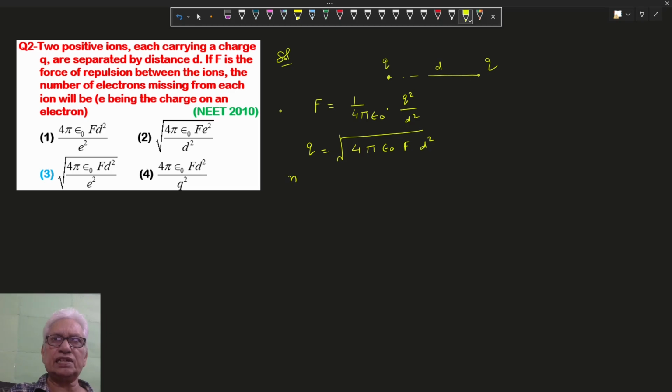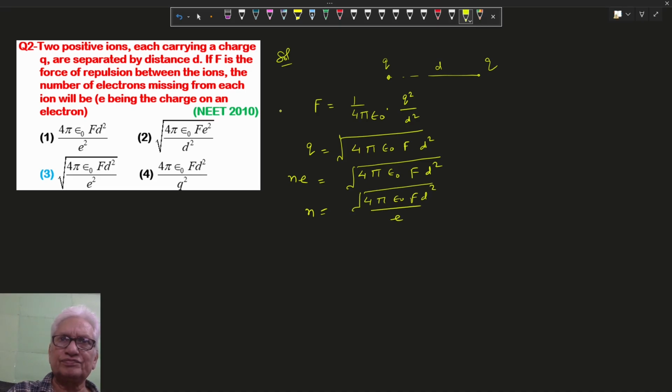now Q can be written as N e, so N e equals the root of 4 pi epsilon naught F d square. So N will be the root of 4 pi epsilon naught F d square upon e. Option C. So N is the number of missing electrons.